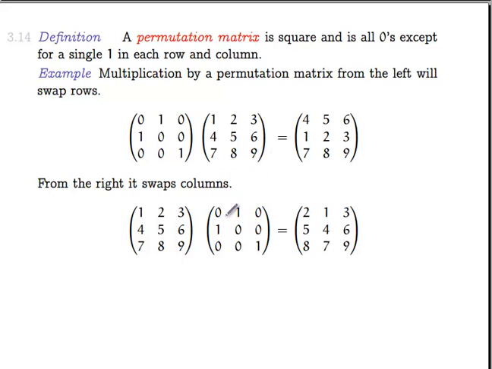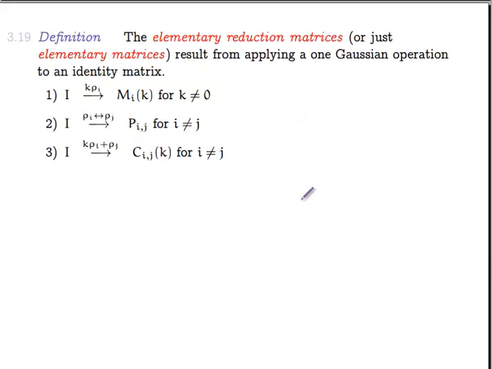Similarly here, this permutation matrix is the identity matrix with these two columns swapped. If I multiply this matrix on the right by this matrix, it's going to swap these two columns of the original matrix. Right? Here I had 147 in the first column. Now 147 is in the second column. Here I had 258 in the second. Now it's 258 in the first column.